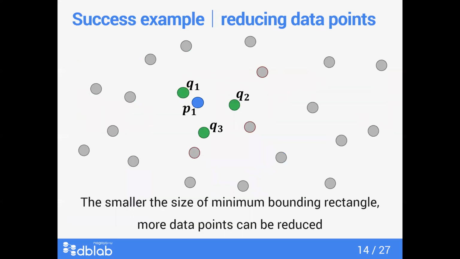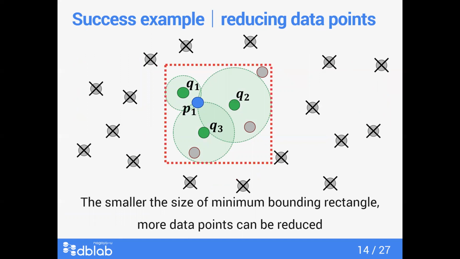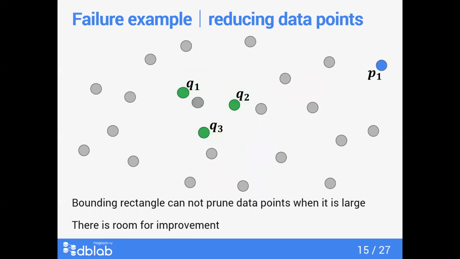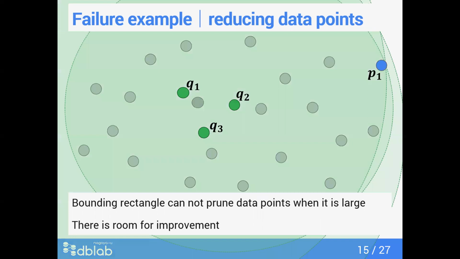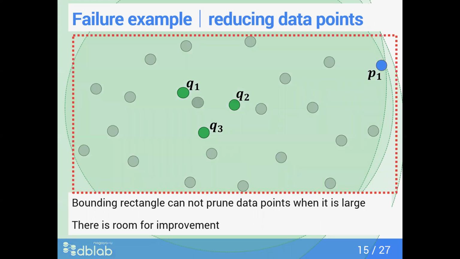Next, how do we select the blue points to create the rectangle? A blue point is a skyline point. We need to find at least one good skyline point somehow. If we create a small rectangle, we can reduce many data points at once, like this. However, when we select a blue point to create a rectangle like this, it can't reduce any data points because all data points are contained in the rectangle like this.